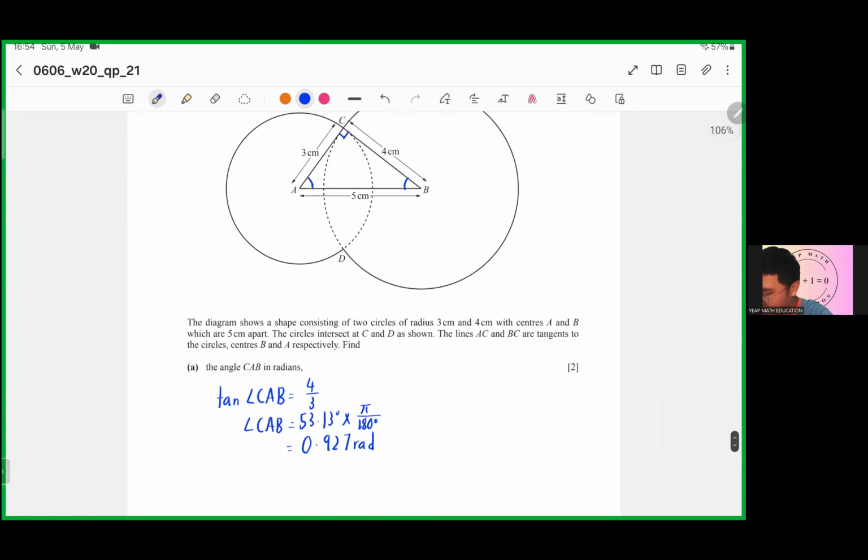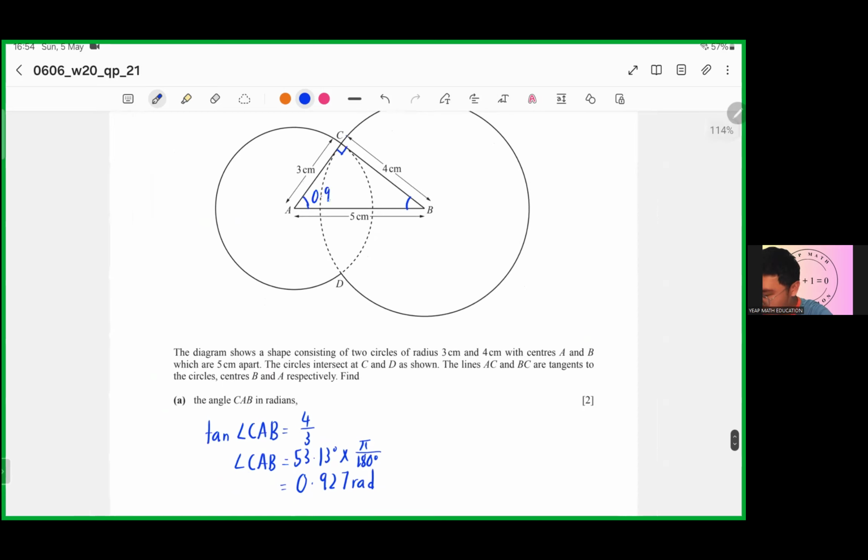Here we already got 0.927. For this angle we just take pi minus 1/2 pi, because here is 90 degrees, and then also minus 0.927. So we get 0.644. Now we need to find this angle, because we can just find this part only.